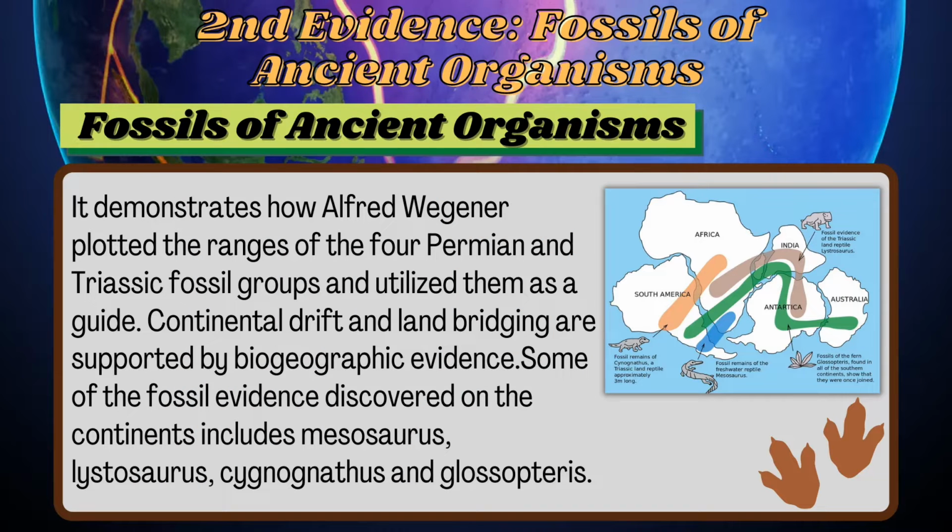Second evidence, fossils of ancient organisms. It demonstrates how Alfred Wegener plotted the ranges of the 4 Permian and Triassic fossil groups and utilized them as a guide. Continental drift and land bridging are supported by biogeography evidence. Some of the fossil evidence discovered on the continents includes Mesosaurus, Lystrosaurus, Cynognathus, and Glossopteris.